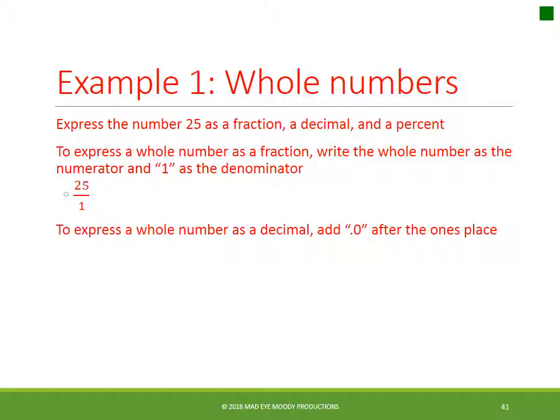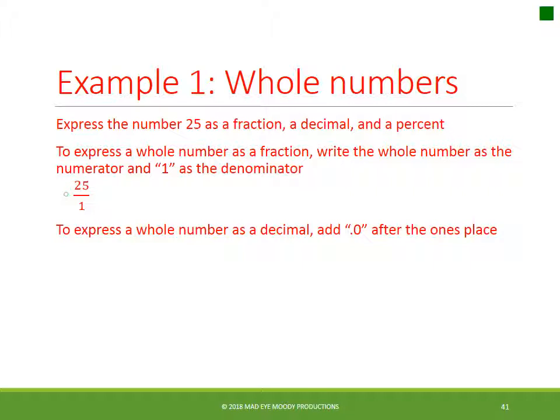To express a whole number as a decimal, we simply add a decimal and a 0 after the ones place. All whole numbers have decimals in them. We just don't usually write them because the decimal is an indicator that there are partial place values, the tenths, hundredths, thousandths, and whole numbers don't have any of those partial place values, so we don't need to write the decimal and the placeholders unless we are using a unit such as dollars, which has cents after the whole units place.